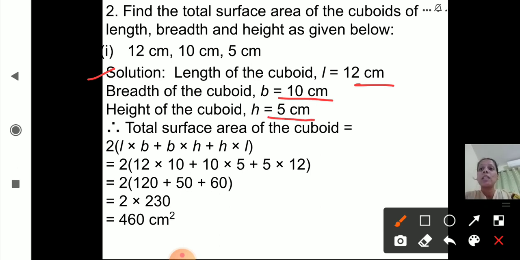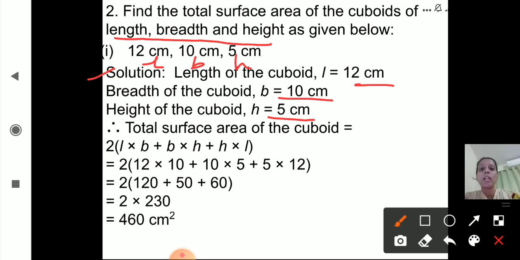How we know this is length, this is breadth and this is height? It is given in the question. Length, breadth and height is given. So this is length, this is breadth and this is height. Okay. So L, B, H, length, breadth and height. So in the solution, first we'll write down length of the cuboid 12 centimeter, breadth of the cuboid 10 centimeter, height is 5 centimeter. Now we'll write down the formula to find out total surface area of the cuboid.